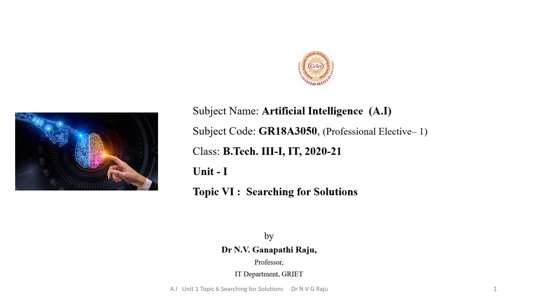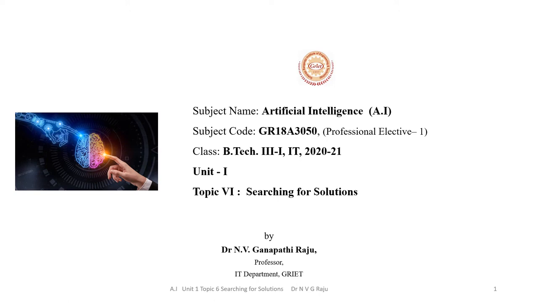Dear students, in today's lecture, we are going to discuss unit number 1, topic 6, searching for solutions. Before an agent can start searching for a solution, first it must formulate a goal and then use the goal to formulate a problem. As we already discussed, a problem consists of input state, set of actions, goal test function and path cost function.